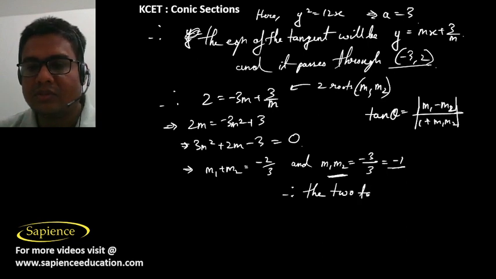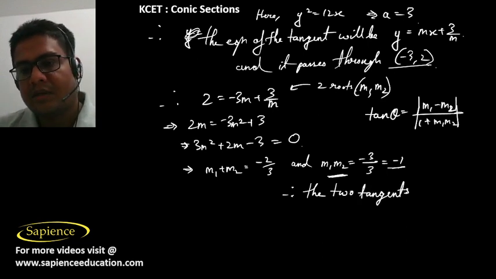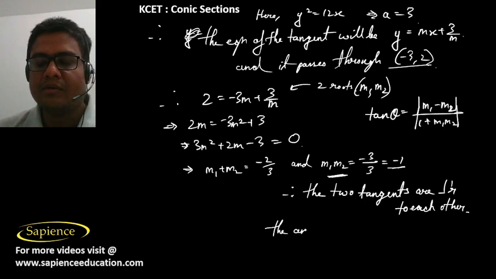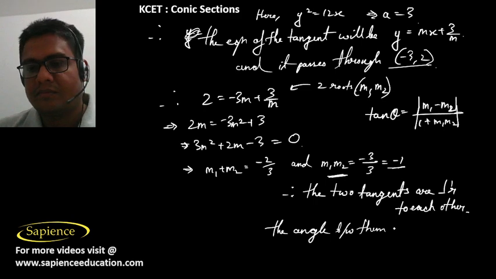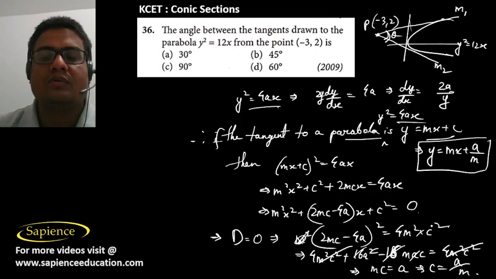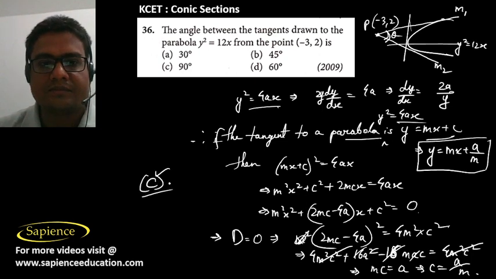Therefore the two tangents are perpendicular to each other, therefore the required angle between them is 90 degree. The angle between them is 90 degree. Therefore option C is the correct answer.